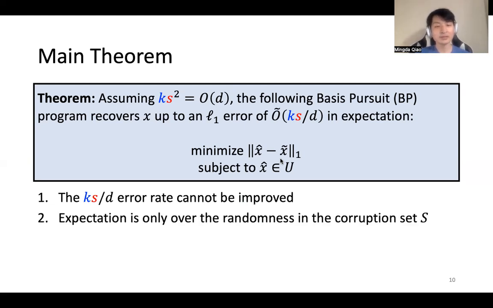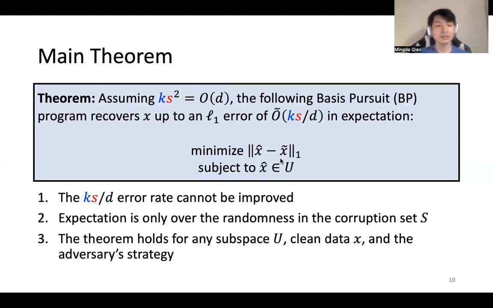Also, in our result, the expectation is only over the randomness in the corruption set S. So in other words, the theorem holds for arbitrary choice of the subspace U, the clean data X, and the adversary strategy for corrupting the data.